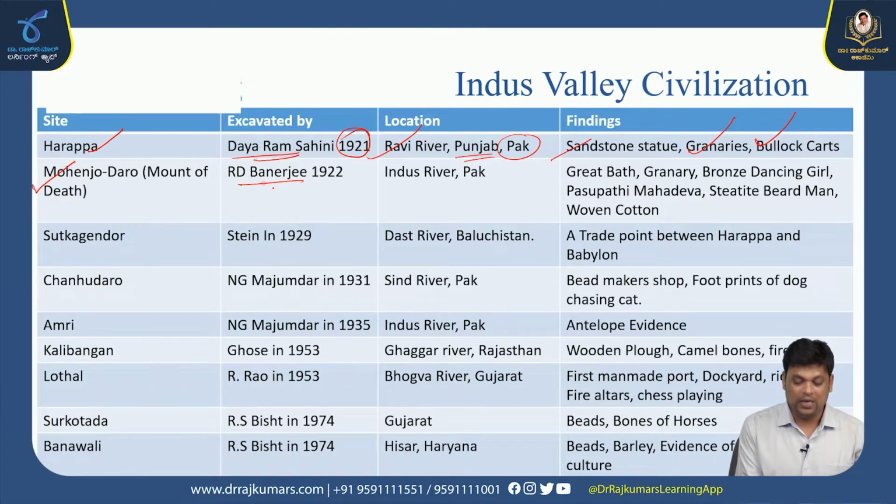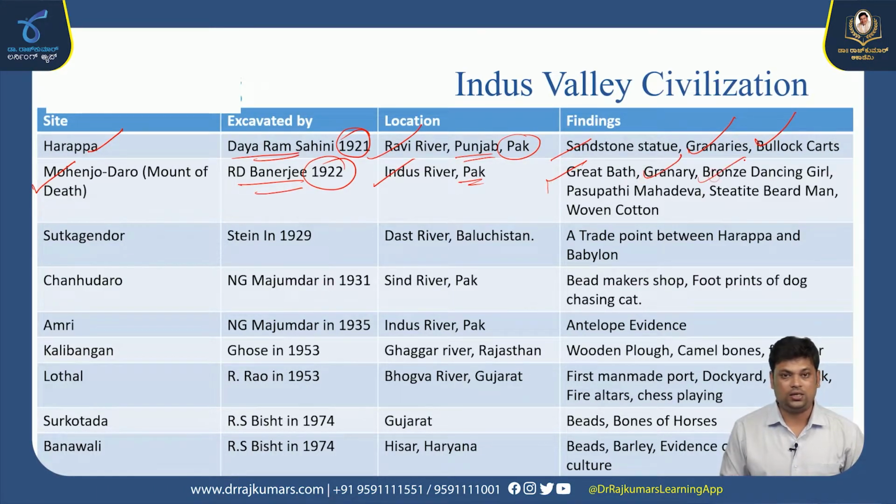Mohenjo-daro, R.D. Banerjee in the year 1922, Indus River in Pakistan. There, the Great Bath, granaries, bronze dancing girl, Pasupati Mahadeva seal, steatite bearded man, and a piece of woven cotton were also found. Remember all these findings because you may expect a question.